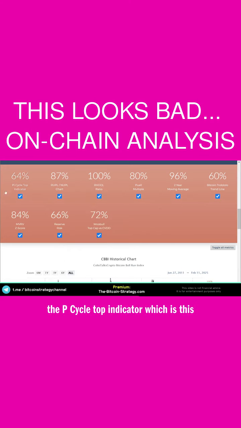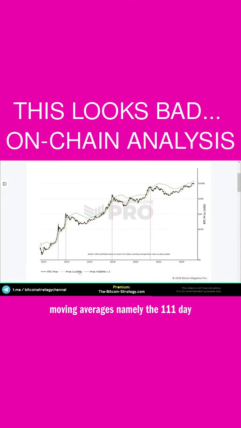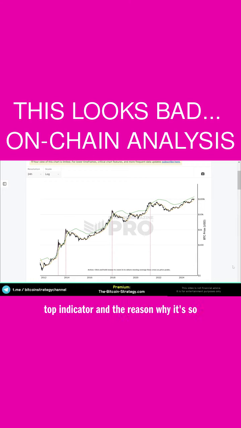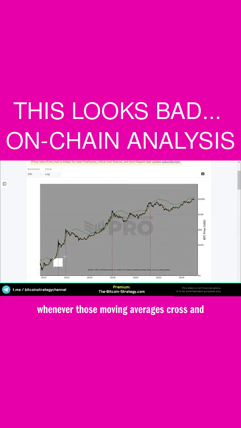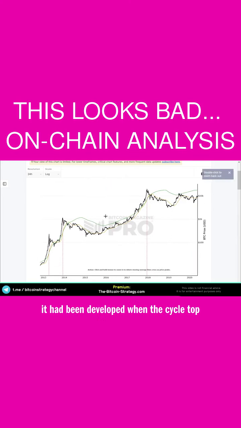So that's the Pi cycle top indicator, which is this indicator over here. It consists of two moving averages, namely the 111-day moving average and the 2 times 350-day moving average. Now, the ratio between those two moving averages equals pi, and that's why it's called the Pi cycle top indicator. And the reason why it's so interesting is it predicts the top whenever those moving averages cross, and it had been developed when the cycle top in 2018 already happened.